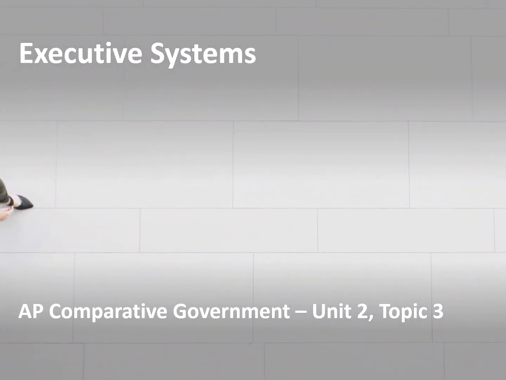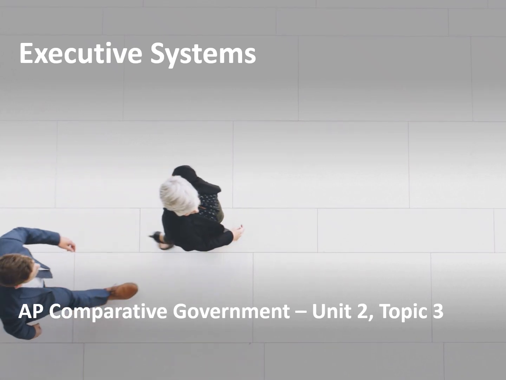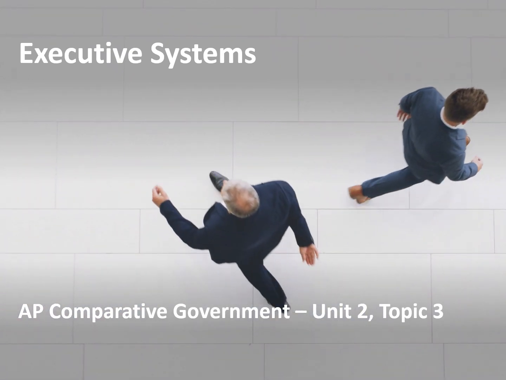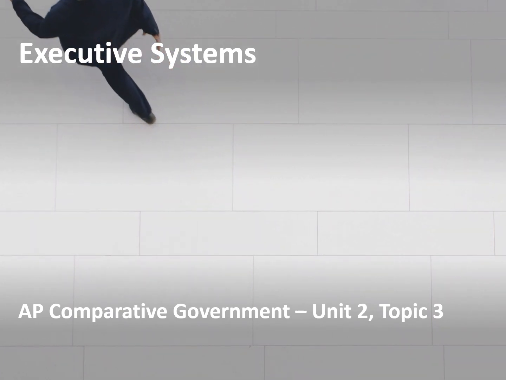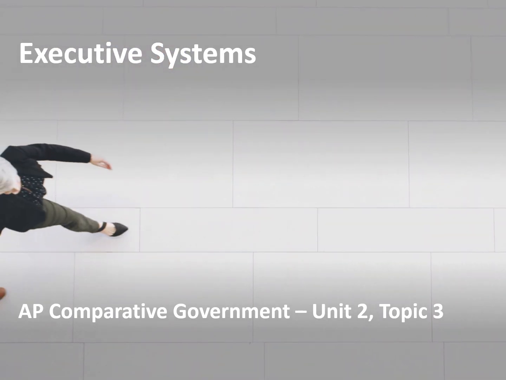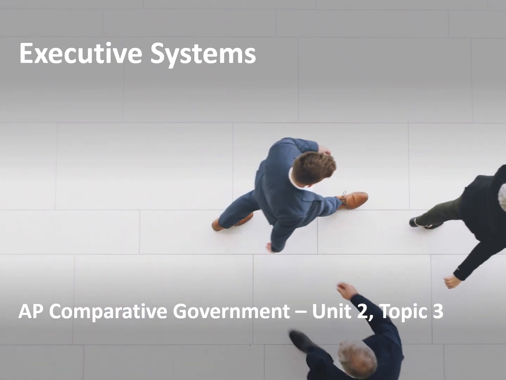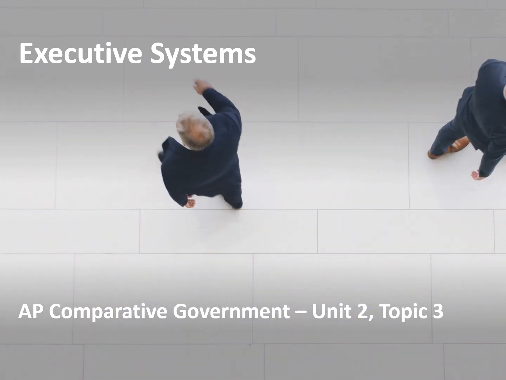Topic 3 is on the executive branch, specifically how different countries structure executive power and what roles those leaders play. Today we'll cover what an executive is, differences in structure and authority, how executives are held accountable, and of course some examples from key countries. So let's get started.